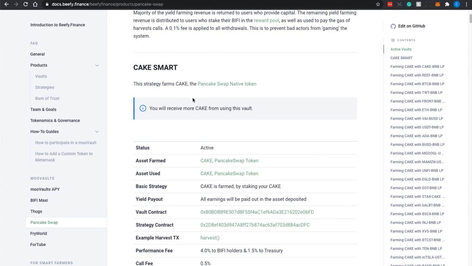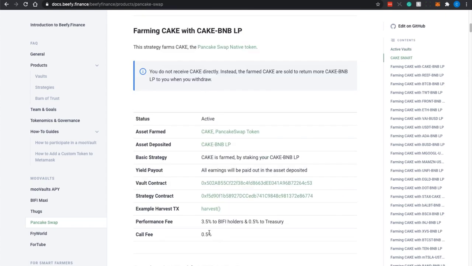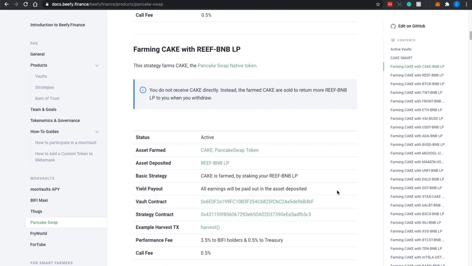here. Farms cake. This is also farming cake, but with LP tokens. They have all the information listed here as well as the fees. You need to compare if you want to determine which project or which yield farming platform you want to stake your crypto assets in. You need to check out their fees as well as their returns.